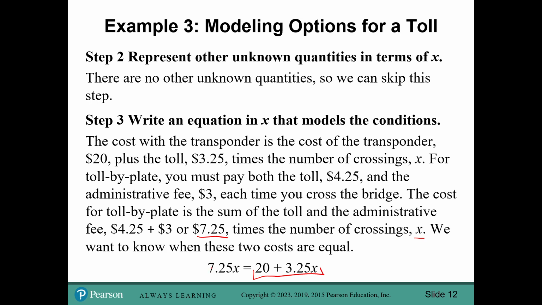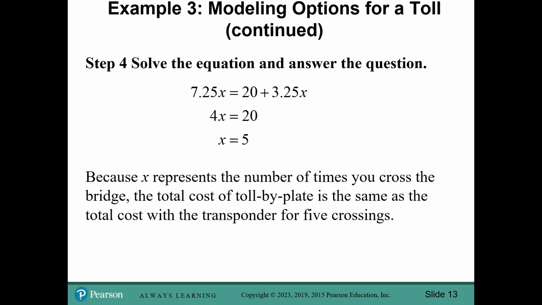So if we're just going to pay toll by plate, we're going to pay $7.25 every time we cross this bridge, X number of times. Let's see if we can now solve for X and see when those are equal. So we've got our equation here, pulled it from the word problem.